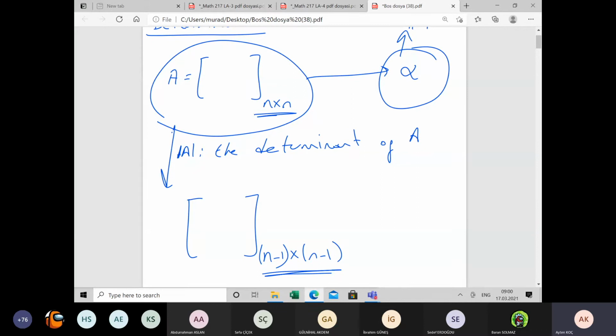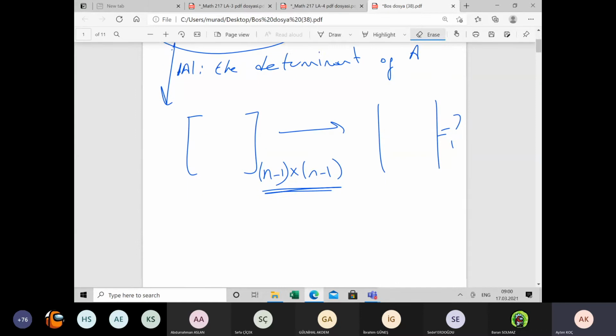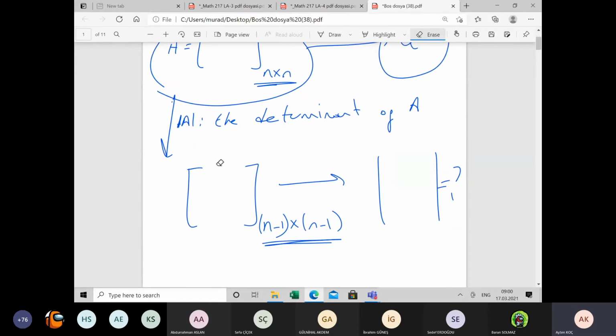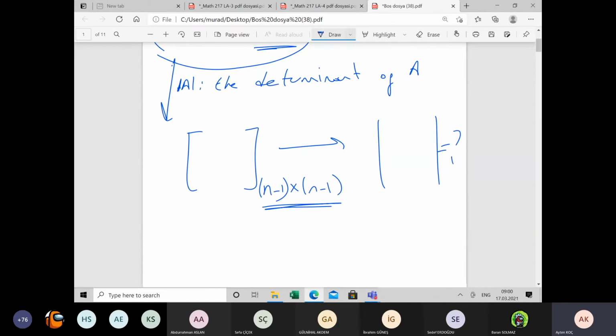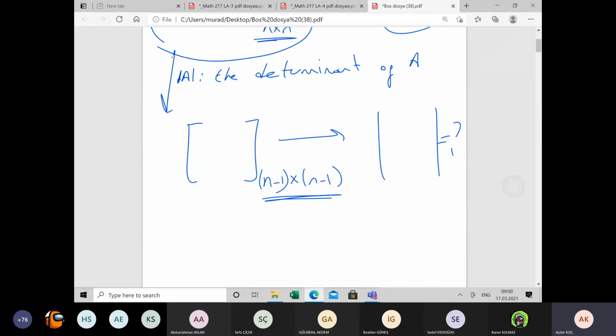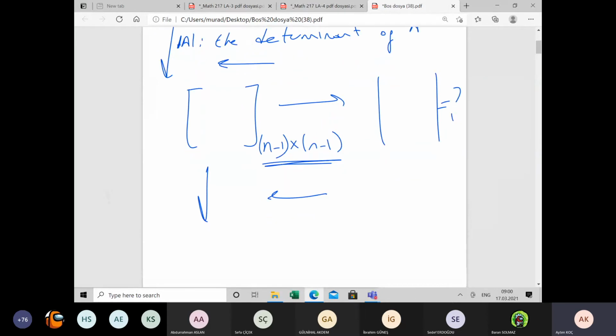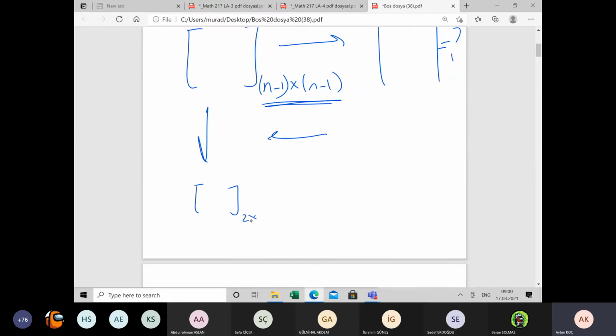So what are these determinants? We repeat this and use some method to apply, and we obtain n minus 1 by n minus 1 matrices. Here we reduce our problem to evaluating determinants of n minus 1 by n minus 1 matrices. Repeating this process, we then get a 2 by 2 matrix.